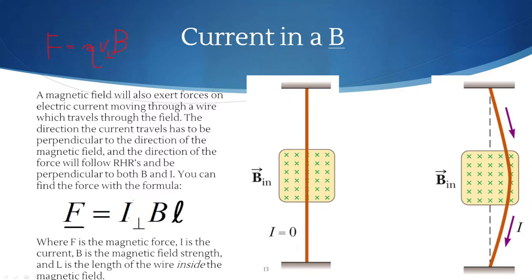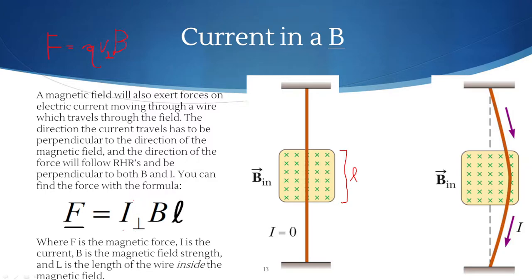Here it's force equals current perpendicular times magnetic field times length. And the length here is the length of wire inside of the magnetic field. So the L is physically how much wire is inside of the field presently as this process is going on. If you were to reduce the size of the field, then you'd get less interference. There'd be less length inside of the field if the field were physically not as big.